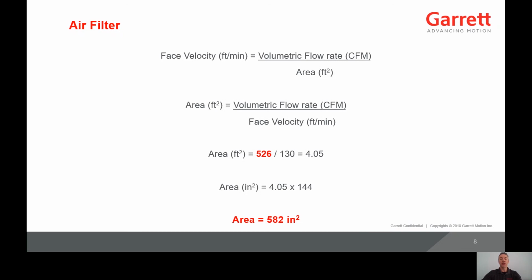Using the formula face velocity equals volumetric flow rate divided by area, we solve for area, which equals volumetric flow rate divided by face velocity. Using our 526 cubic feet per minute volumetric flow rate divided by our face velocity target of 130 feet per minute, this equals an area of 4.1 feet squared. To convert this into inches squared, multiply by 144, that equals an area of 582 square inches.